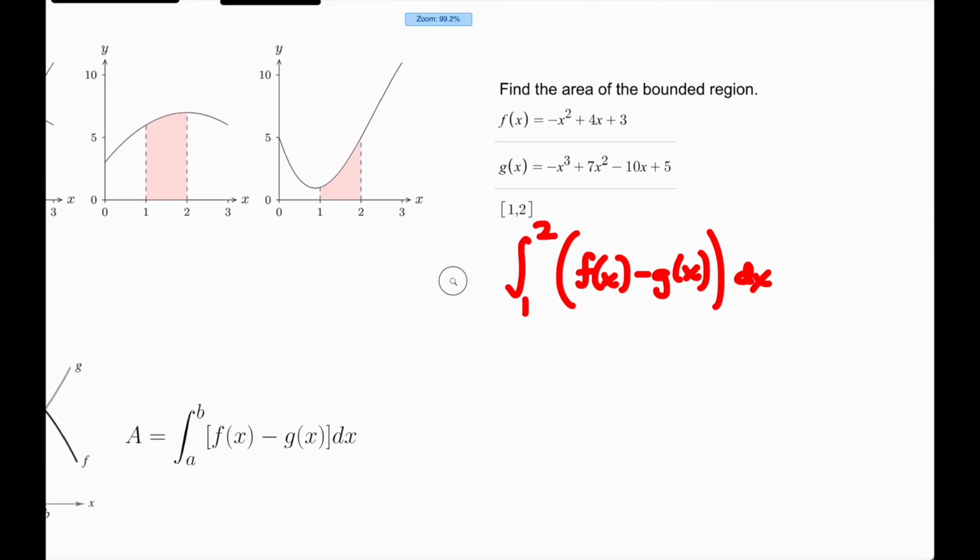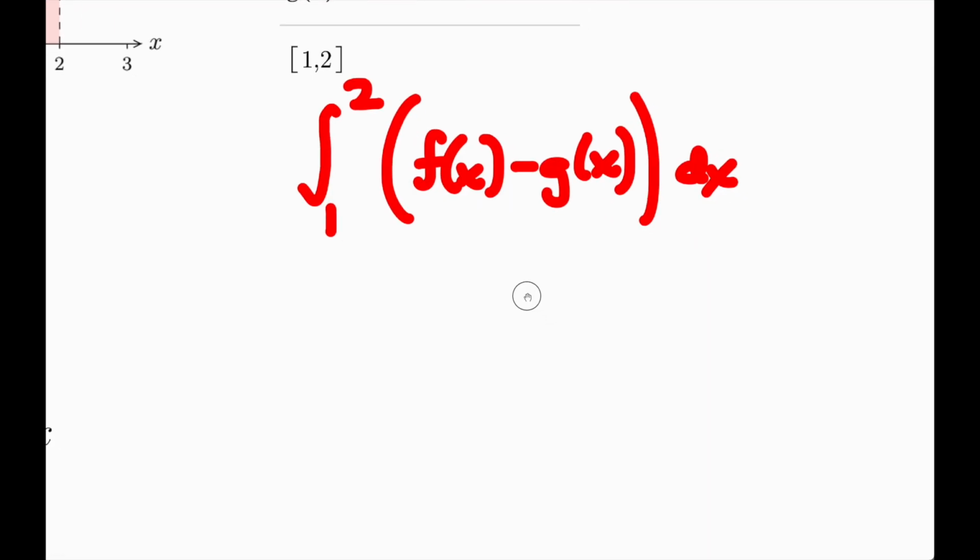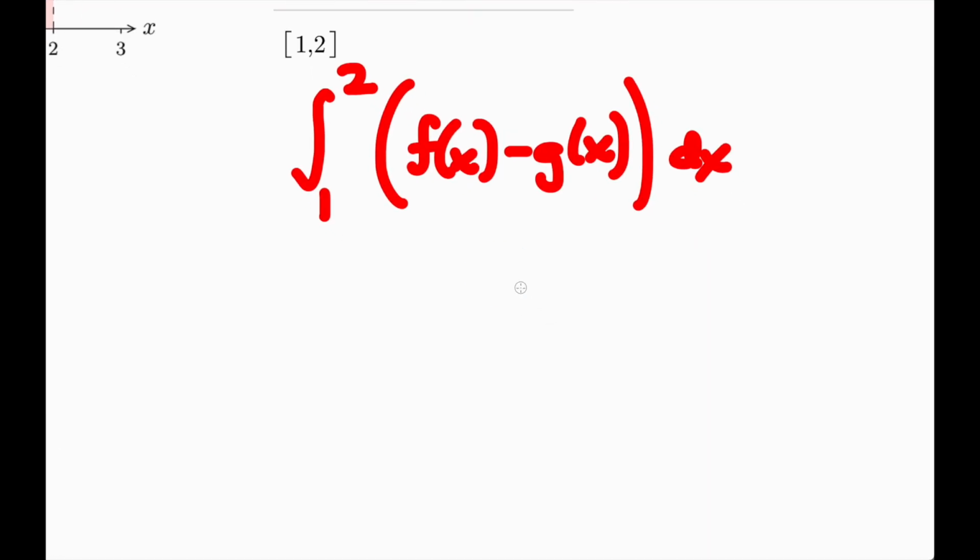So we have something like this, and if you remember, to figure out the definite integral, we have to do the antiderivative of f, the antiderivative of g, and then we're going to be plugging in 2, plugging in 1, and then subtracting those values. So that's what we're going to do next.